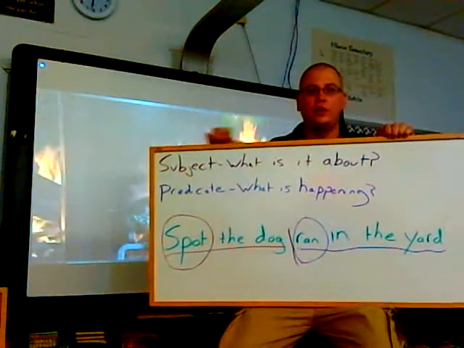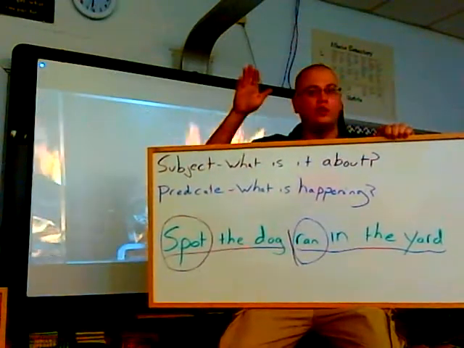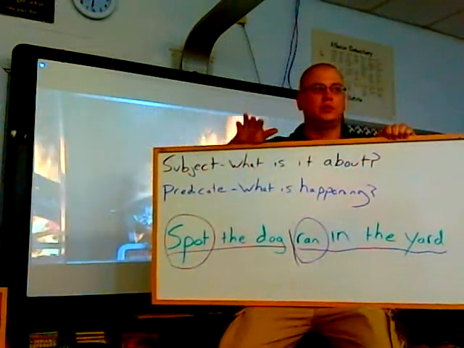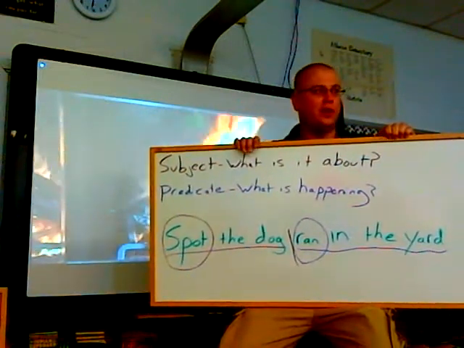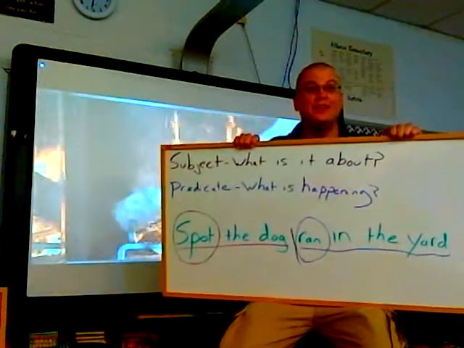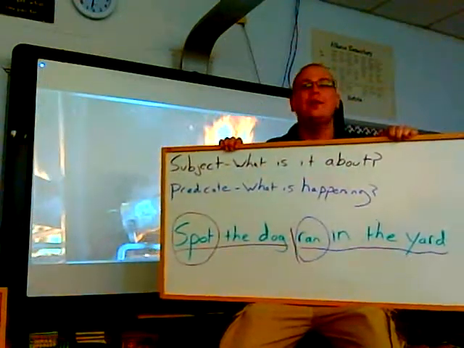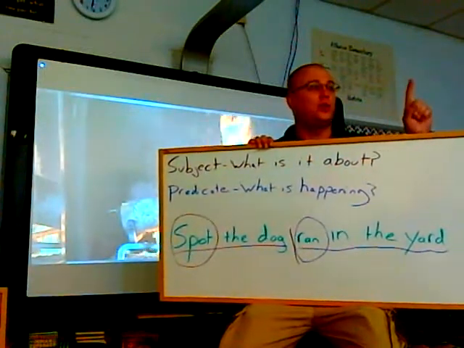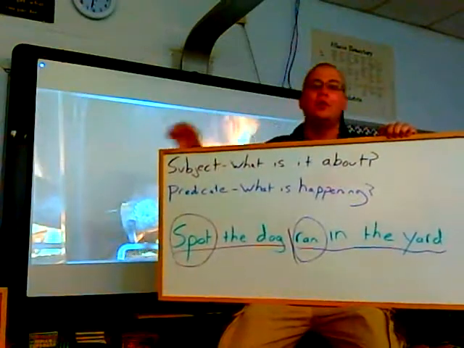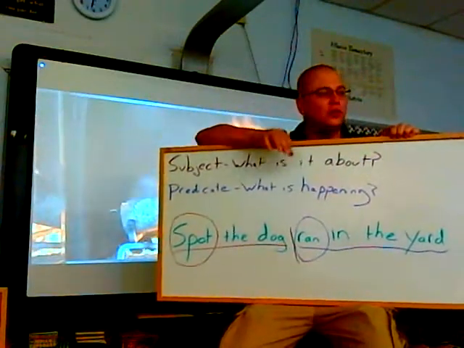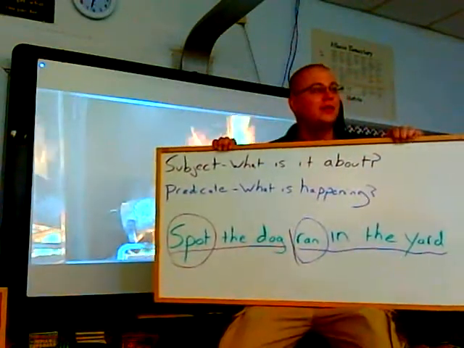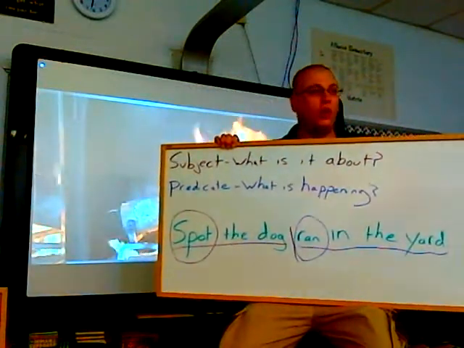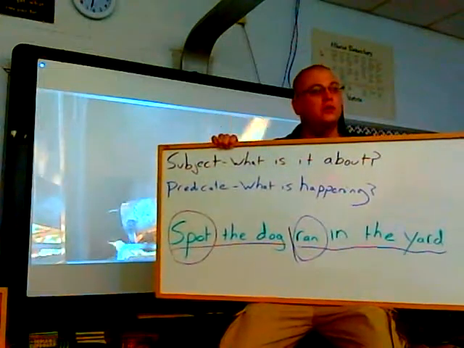To review, the subject of the sentence is the answer to the question, what is this sentence about? The simple subject is the answer to that question in 1 word, or as few words as possible. The predicate of the sentence is the answer to the question, what is happening in this sentence? The simple predicate is the answer to that question in 1 or very few words.